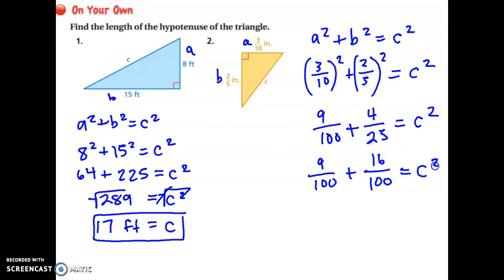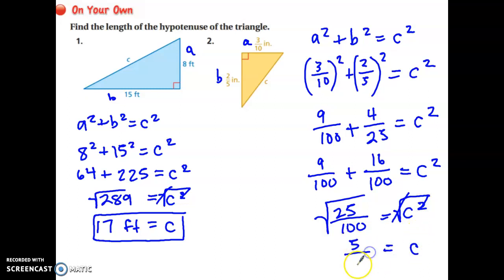So then we're going to have 25 over 100 equals c squared. And now we want to isolate our c by taking the square root of both sides. So our inverse operations cancel out, and that leaves us with 5 over 10, or 1/2. So it's going to be 1/2 inches for the hypotenuse.